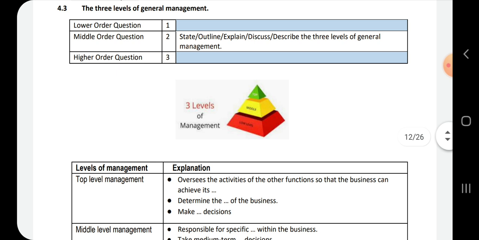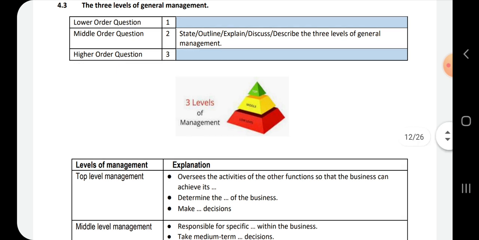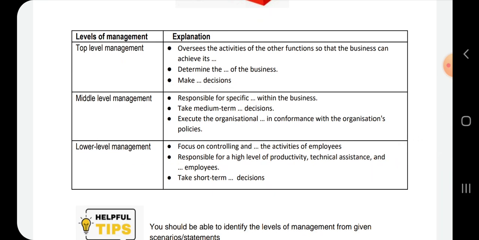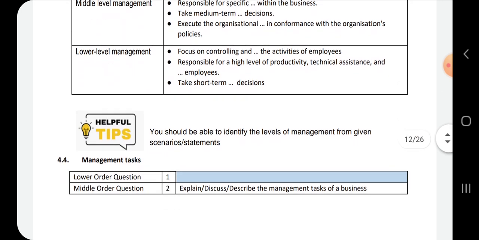With regards to the business functions, you can be asked to state, outline, explain, or discuss the 3 levels of general management. In general management, we have top level management, middle management, and lower level management. The top level management oversees the activities of other functions. The middle are responsible for specific tasks within a business and make medium-term decisions. Lower management focuses on controlling and monitoring the activities of employees.